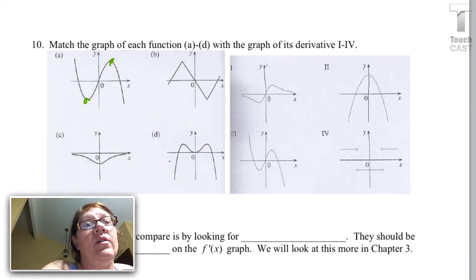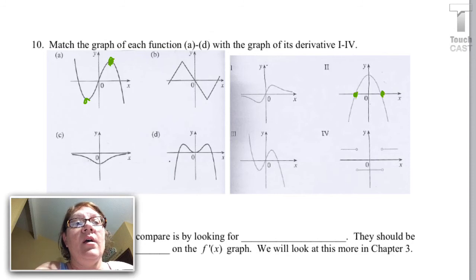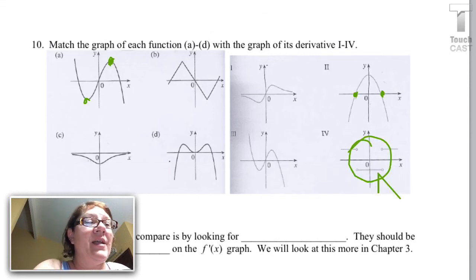And so when I look over here, it looks like, oh, maybe negative 2-ish. Oh, look, there's a 0. Oh, and positive 2-ish. Oh, look, there's a 0. So that did match. And then on letter B, of course, I know I have the cusps. So these little open points were a dead giveaway.